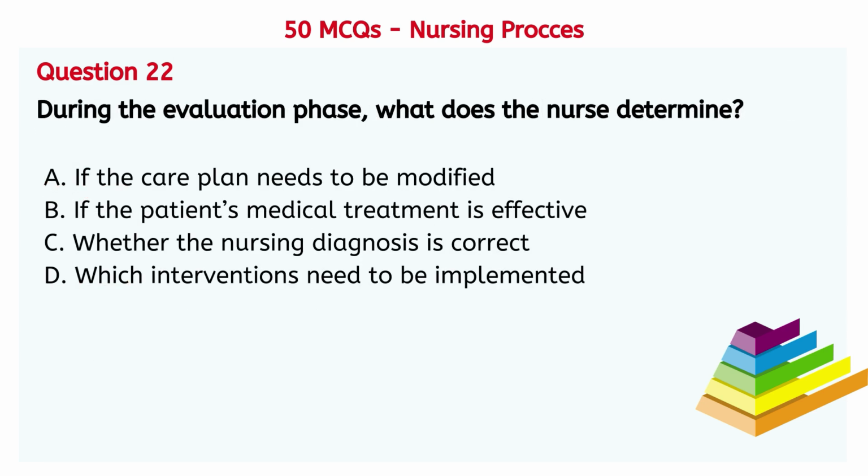Question 22. During the evaluation phase, what does the nurse determine? The options are A. If the care plan needs to be modified. B. If the patient's medical treatment is effective. C. Whether the nursing diagnosis is correct. D. Which interventions need to be implemented.